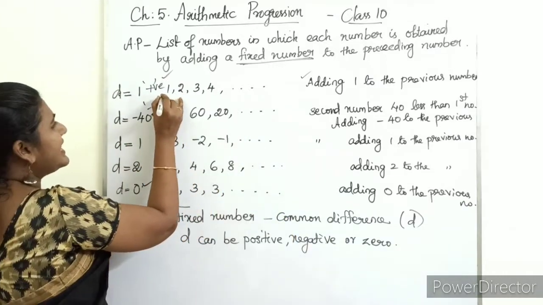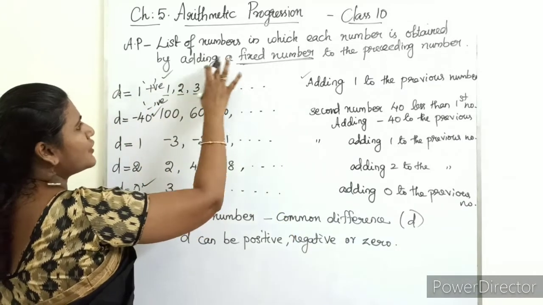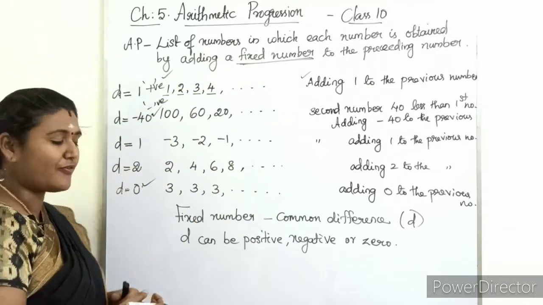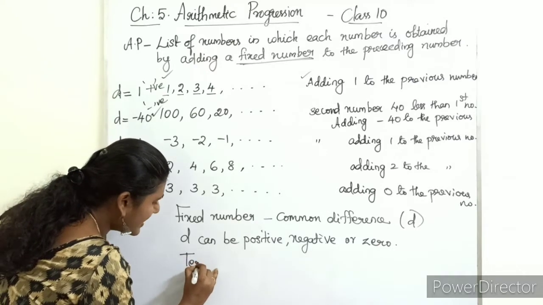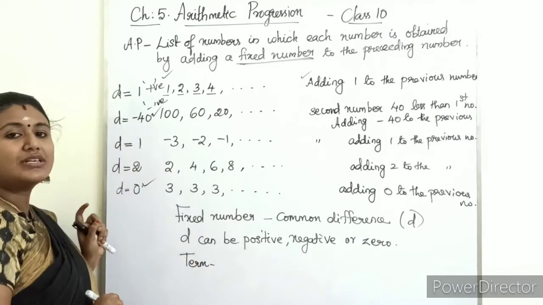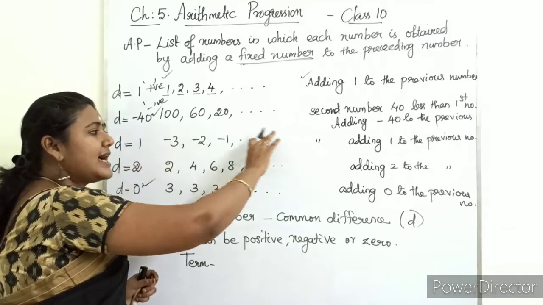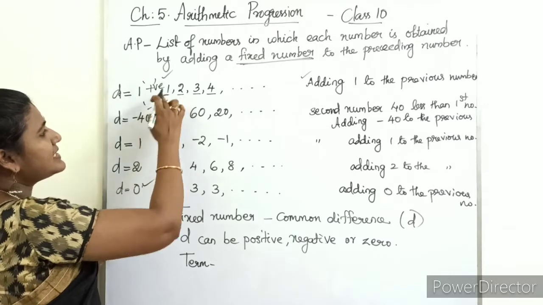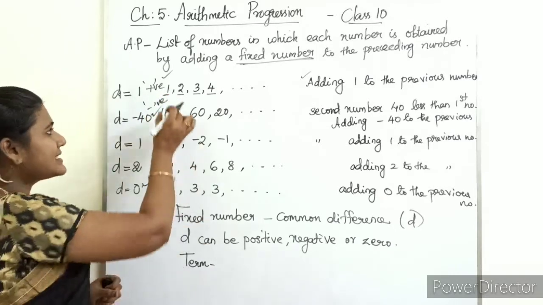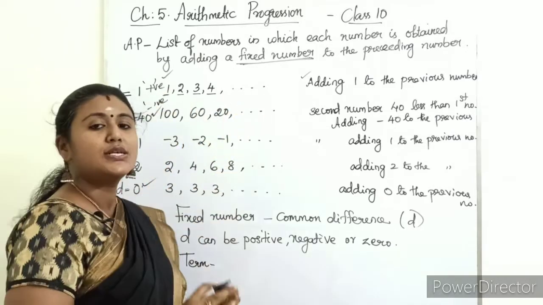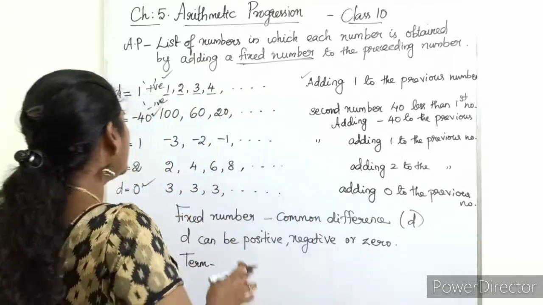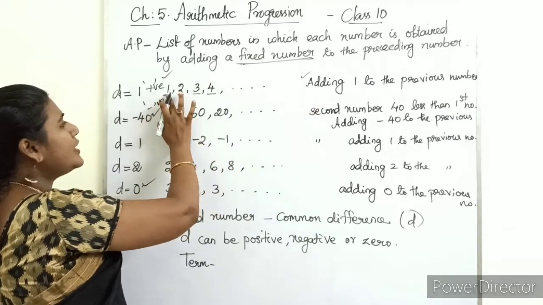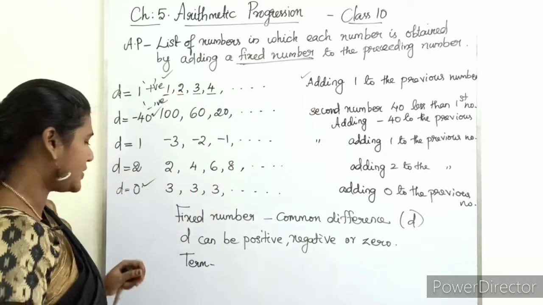Each number in the list of numbers we call a term of the AP. So the next one is the term of an AP. Each number in that series or list is called a term. 1 is called the first term, because this is the first number in that list. 2 is called the second term, then the third term, and so on. How will you denote these terms?